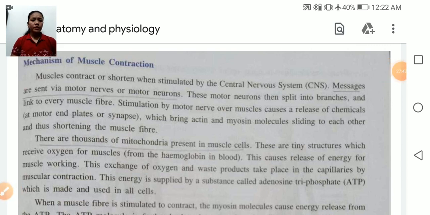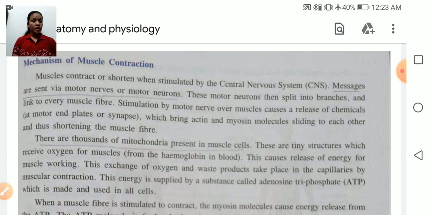Once again I will explain the mechanism of muscular contraction, how the muscles contract. Contraction of muscle means shortening of muscles. Muscles contract or shorten when stimulated by the central nervous system. Messages are sent via motor nerves or motor neurons. Messages are sent to the muscle through motor neurons.